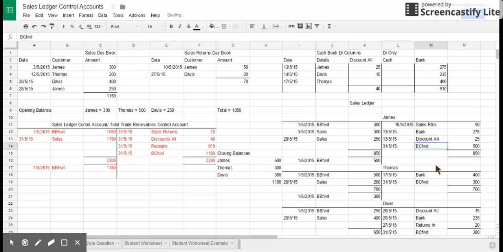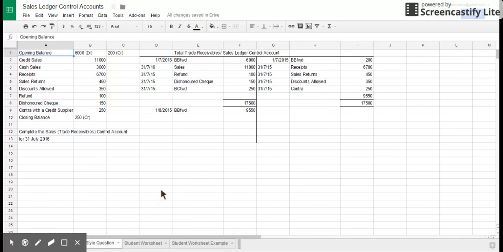And what I should find now, and I do, is that the total of all the closing balances is the same as the total on the sales ledger or trade receivables control account. Right, how's this going to look in your exam? Well, it's probably going to look something like this.